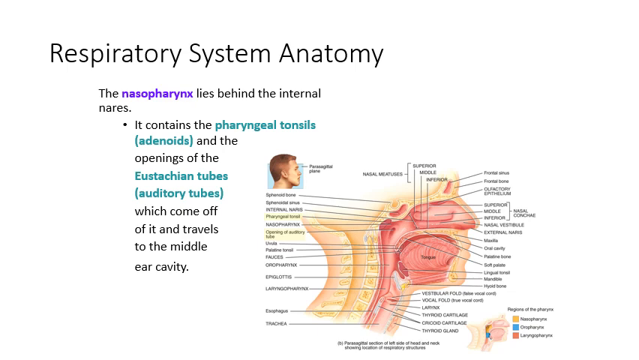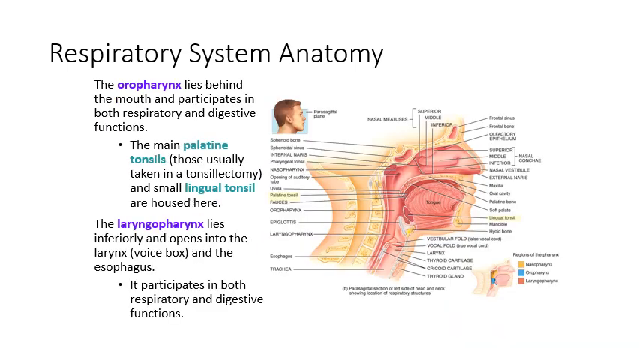All right, so nasopharynx is where we're going to find your pharyngeal tonsils or your adenoids. It's also where we're going to find the opening of the eustachian tubes. So remember, the eustachian tubes are tubes that connect the middle ear to the nasopharynx to help equalize pressure in the middle ear. So that's basically what we find in the nasopharynx. Moving down to the oropharynx is where you're going to find your palatine tonsils and your lingual tonsils. And then the laryngopharynx is just the last part of this tube before we hit the larynx.